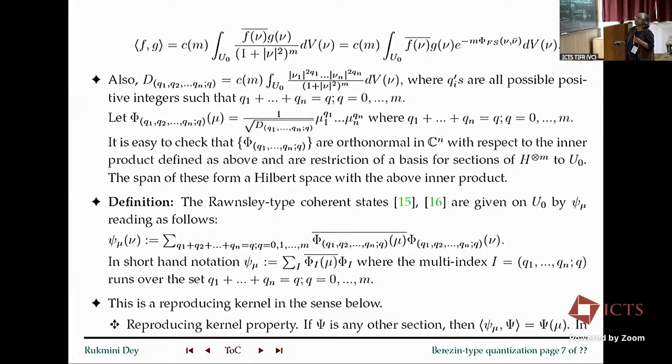You may be recognizing it as the reproducing kernel. These coherent states have the reproducing kernel property. That means if you take any psi, a section of the Hilbert space, and take the inner product with psi_mu, you just get psi evaluated at mu.